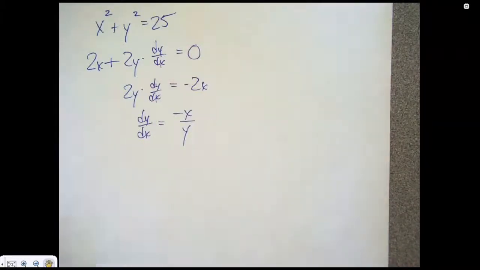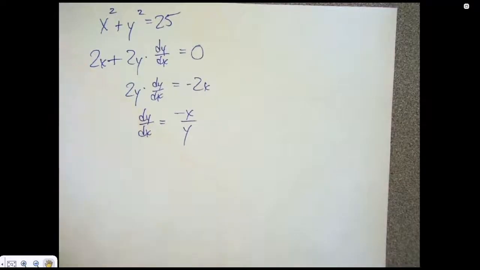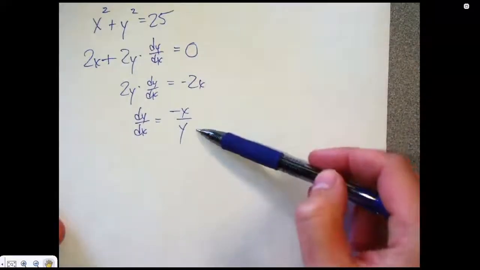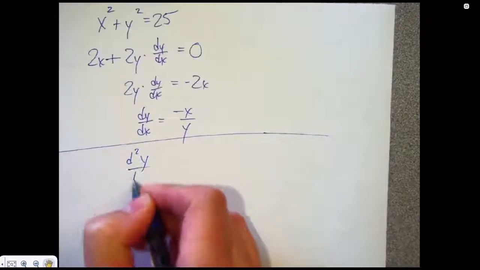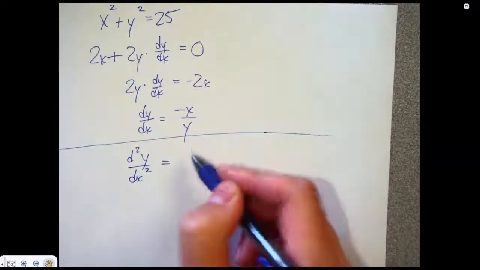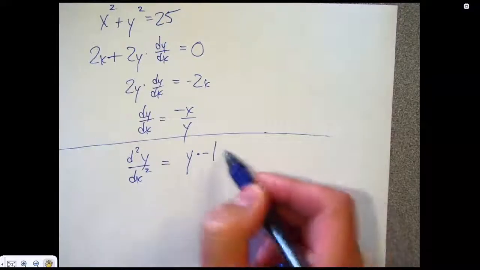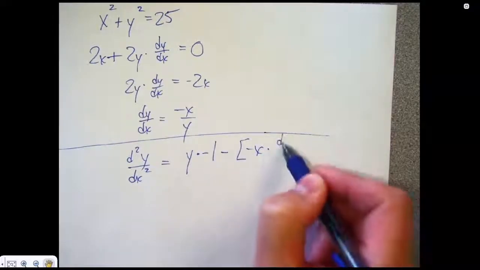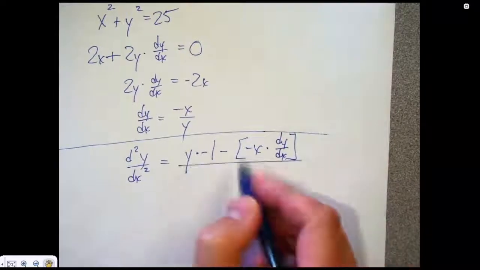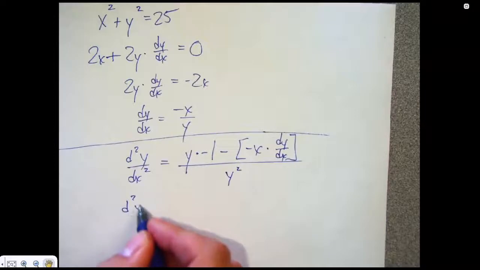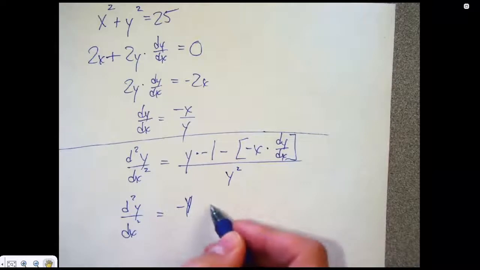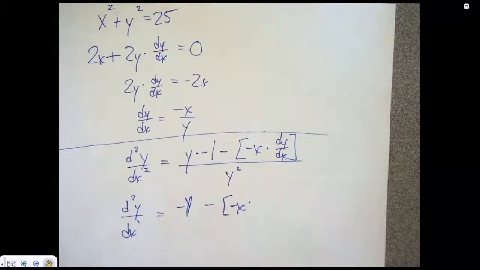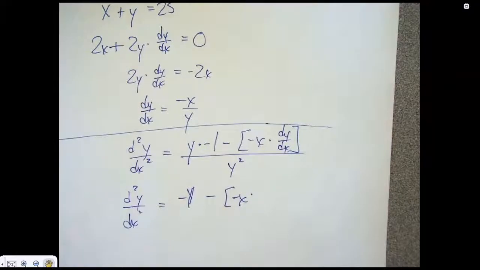All right, quiet, please. I want to go through this one just to make sure we got the process okay. So the first derivative is negative x over y, and then for the derivative of that you need your quotient rule: the bottom times the derivative of the top minus the top times the derivative of the bottom, over the bottom squared. And then this would be negative y minus negative x, and then what is dy/dx? You have to look back at your first derivative.